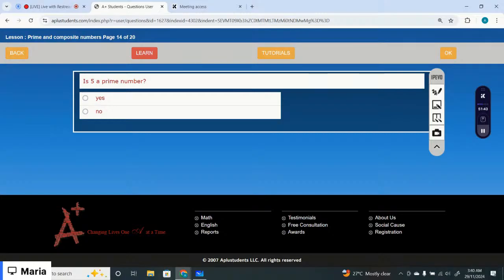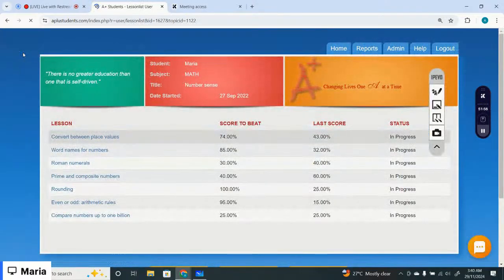So, we were working on grade 4 math. The chapter we were working on is number sense, and the lessons we have covered today are converting between place values, names for numbers, Roman numerals, and prime and composite numbers. So please make sure that before the next session you complete all the practice questions for the lessons we just did. That is your homework until the next session.